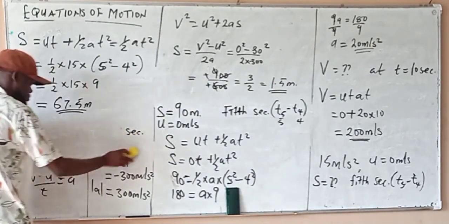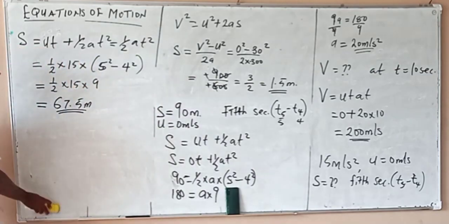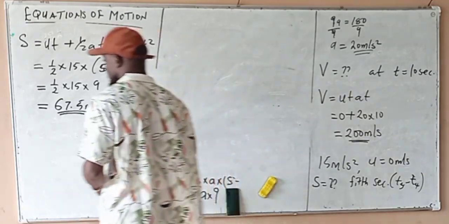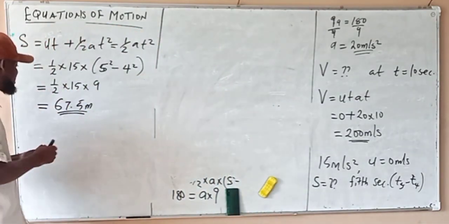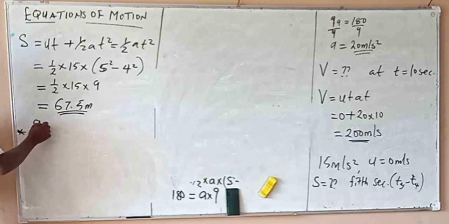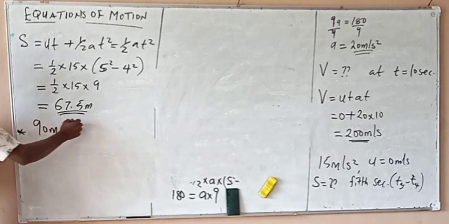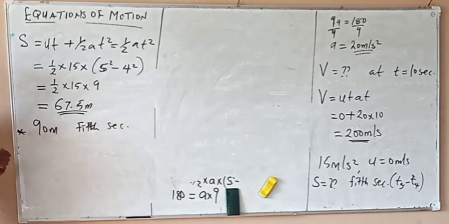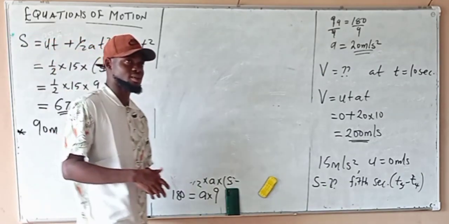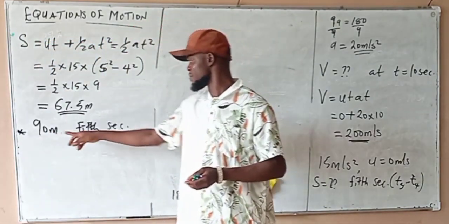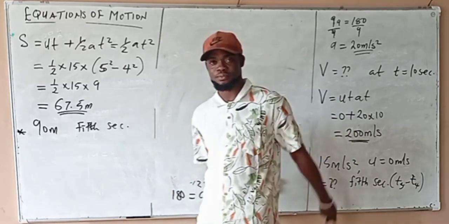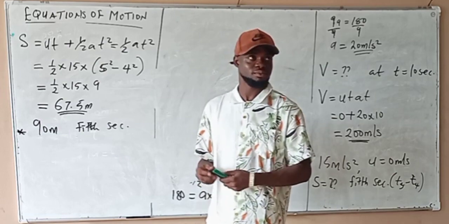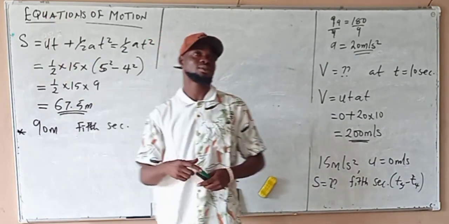Now let's look at the next question. A body starts from rest and travels 90 meters in the 5th second. Calculate the distance moved by this body in the 7th second.